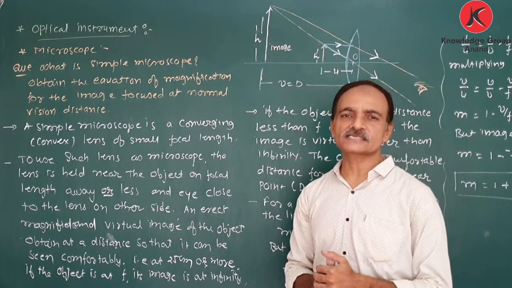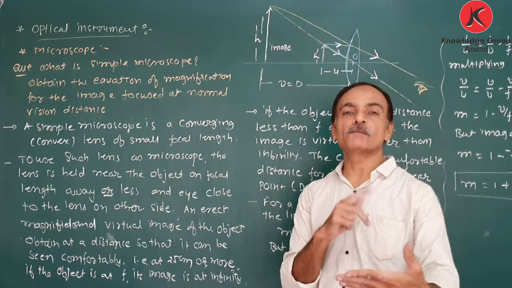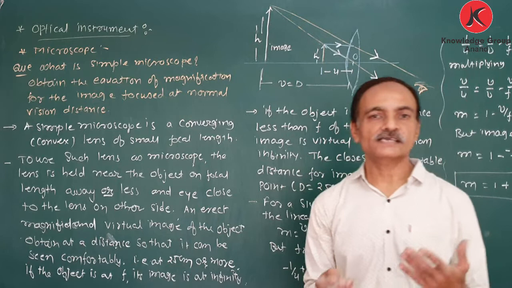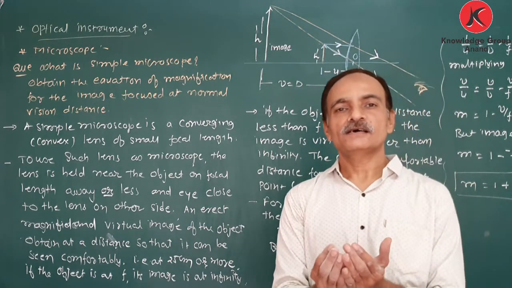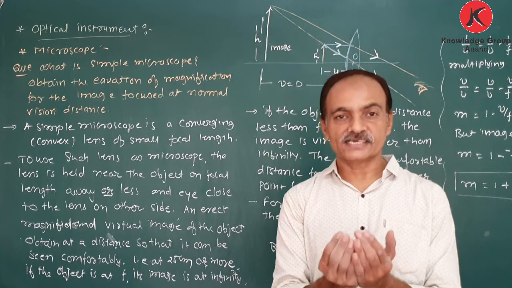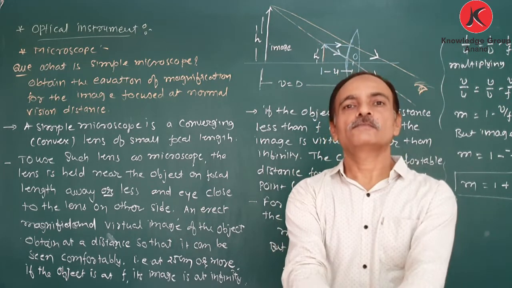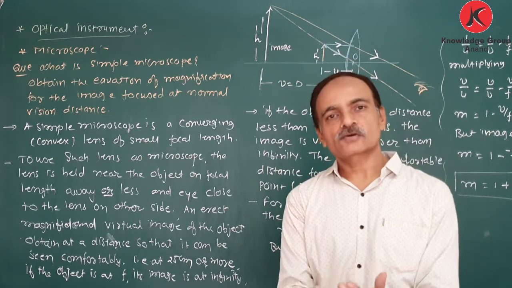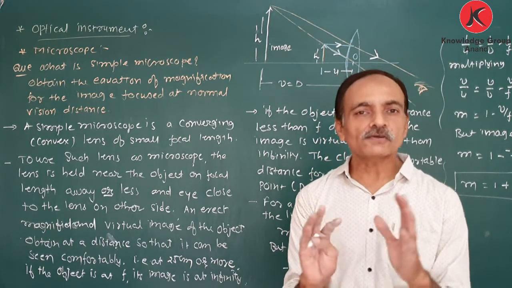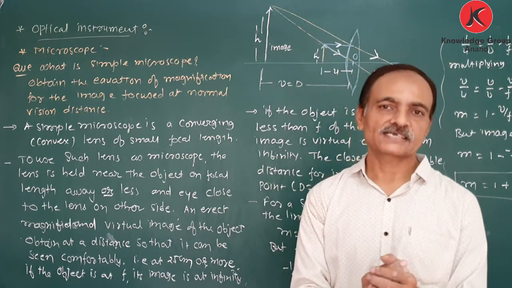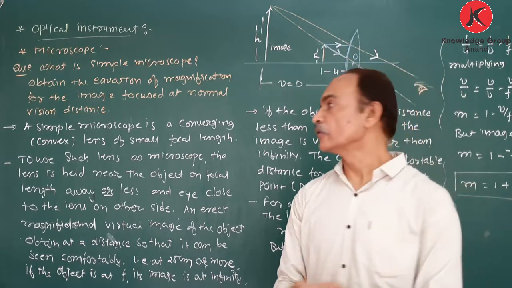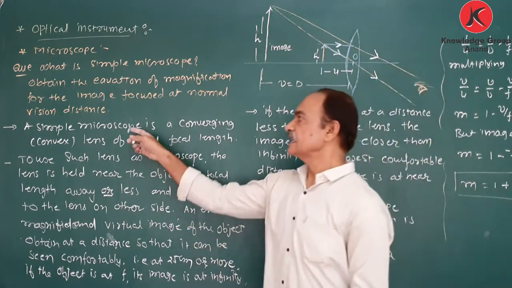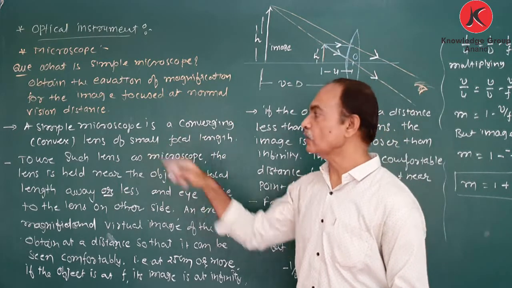Normal vision distance means we can see the object with comfort and without stress on our eye. When we read a textbook, we keep the book at a certain distance from our eye, not very close and not far. The point at which we can easily read with comfort is known as the normal vision distance, or the near point distance.